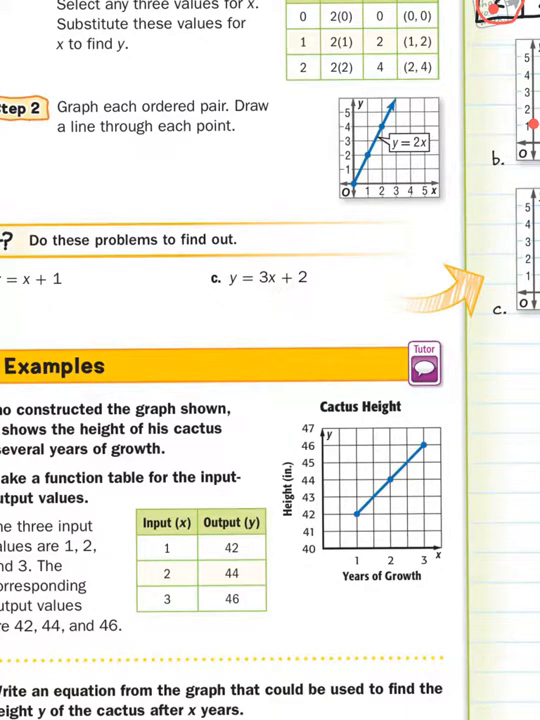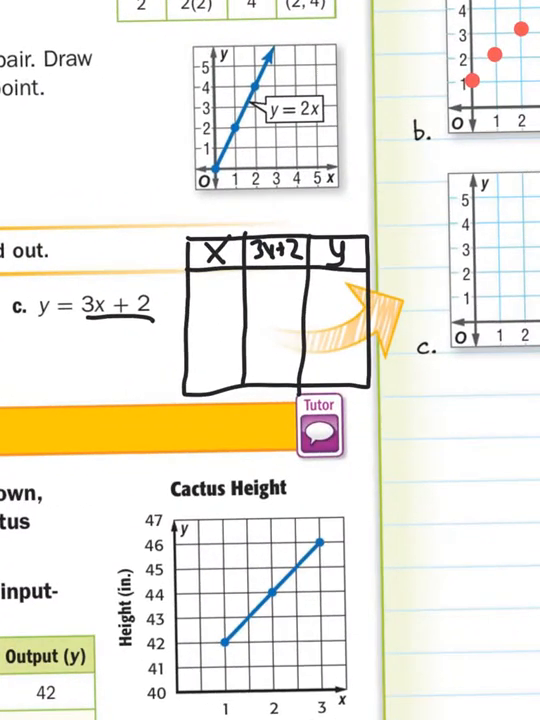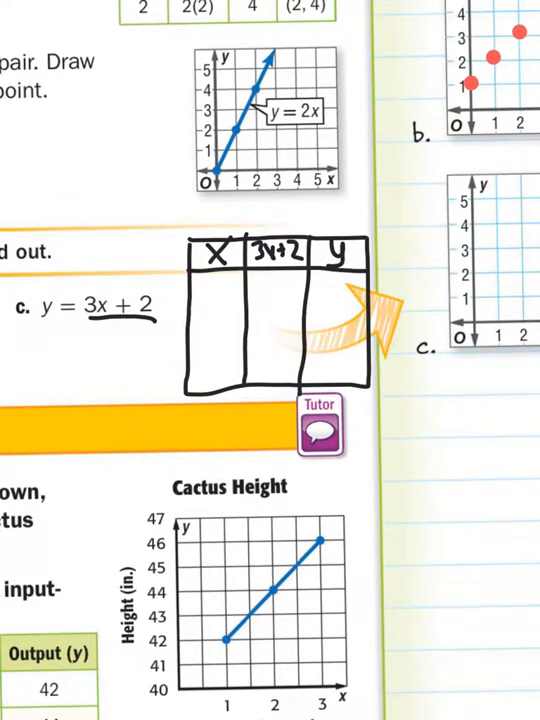I'm going to make my function table. So for my function table, I'll have my x value, my rule, which is 3x plus 2, and then my y value. Alright, now let me blow this up so we can see it a little better. Now for your x value, remember, you can choose anything, but if you want to make your life easier, you choose 0, 1, and 2. Now I'm going to put 0, 1, and 2 into my function rule. So 3 times 0 plus 2. So 3 times 0 is 0, plus 2 is 2.